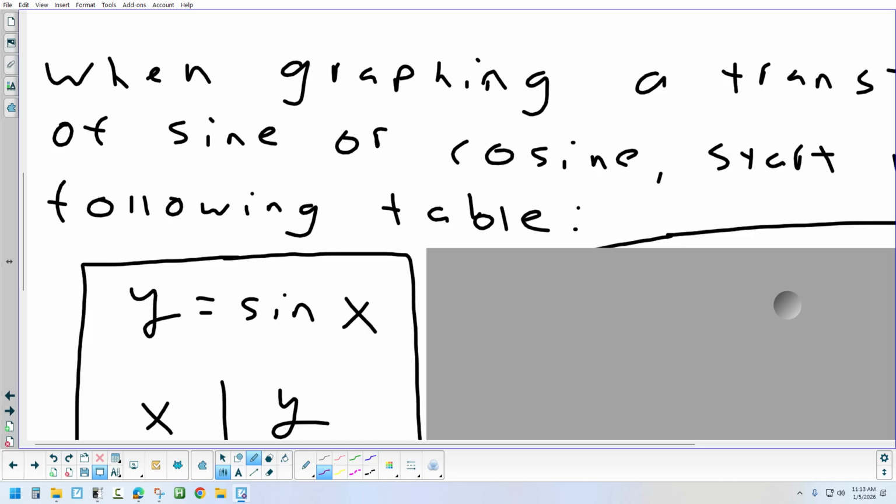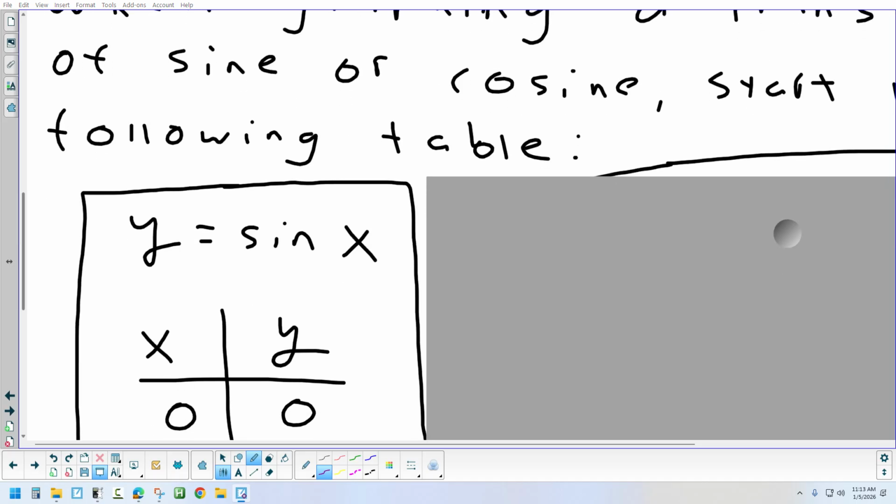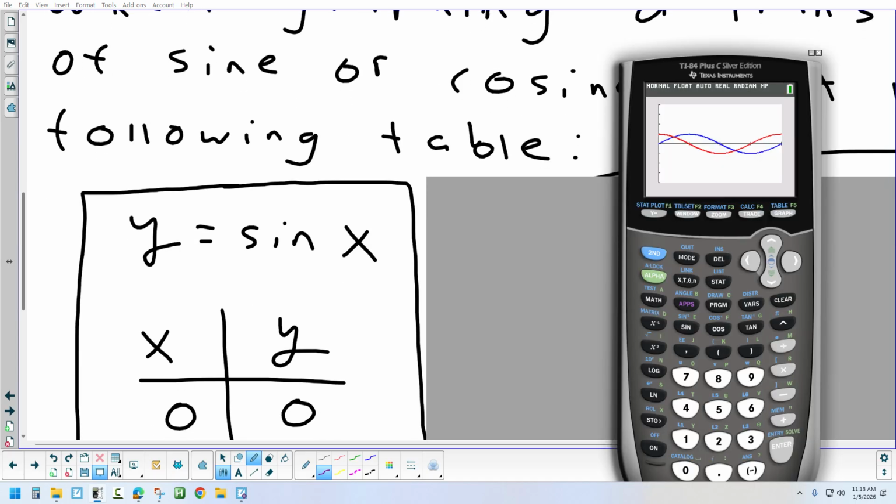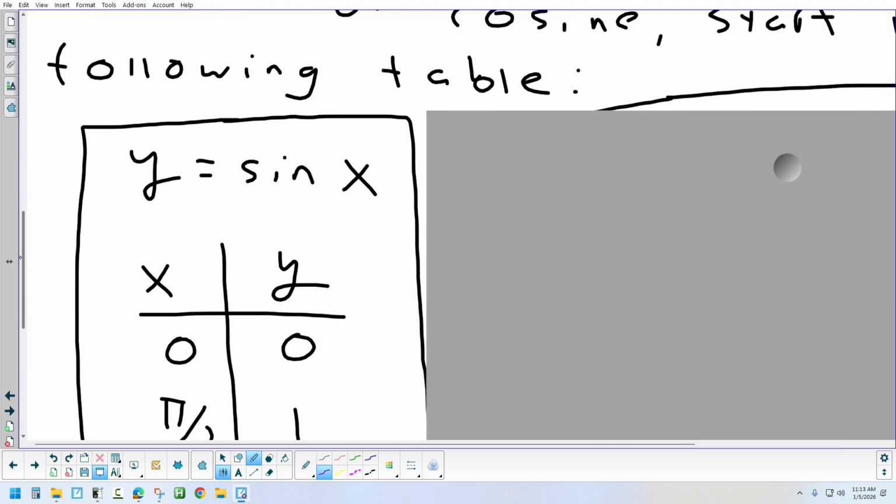Okay. How about the next one? When x is pi over 2, that's your first quarter point on the blue one. What's the y value there? 1. Yep. When x is pi over 2, you're at 1.